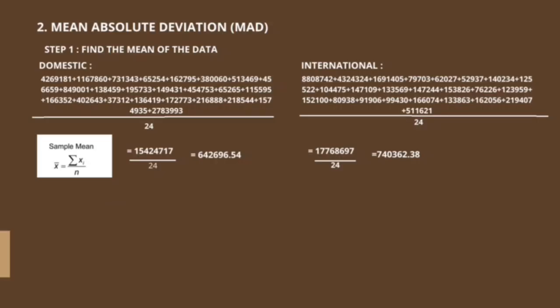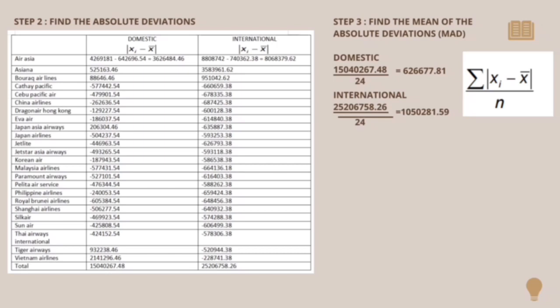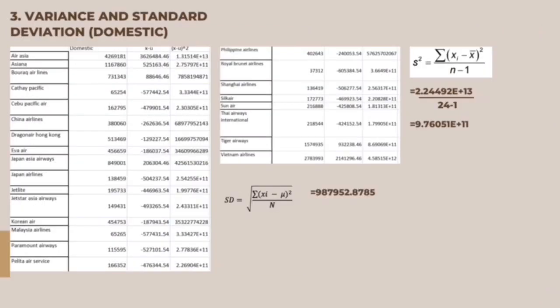Secondly is mean absolute deviation. We must find the mean of the data and get 642,696.54 for domestic and 740,362.88 for international. Secondly, find the absolute deviation. And next, find the mean of the absolute deviation, and I get for domestic 626,677.81. For international, I get 1,050,281.59.